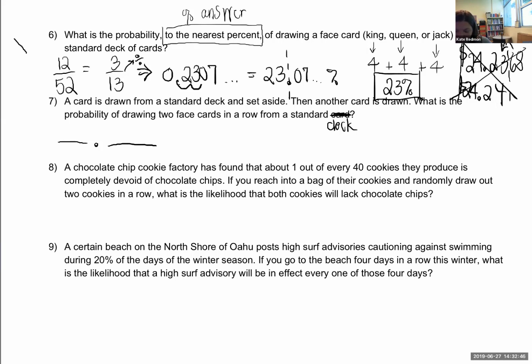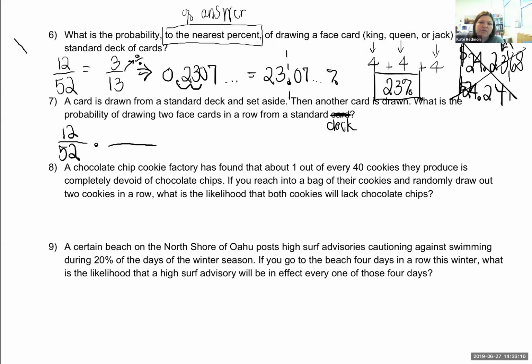Now we already figured out the probability of drawing the first face card. It's 12 out of 52. We did that in the last problem. So I'm going to do that one pretty quickly. But then now let's talk about this one. They said the card is drawn from a standard deck and then it's set aside. Nobody put it back in the deck. So now what is going to be the probability that the next card we draw will be a face card?